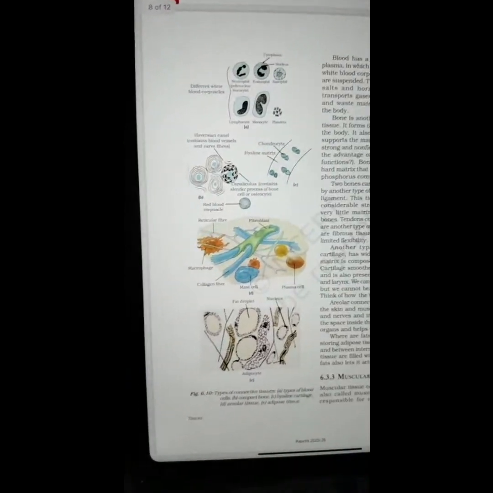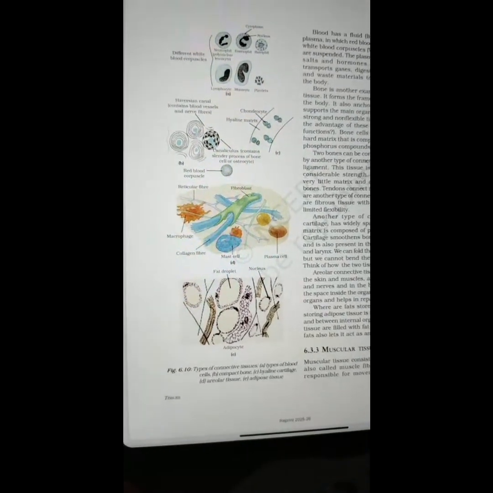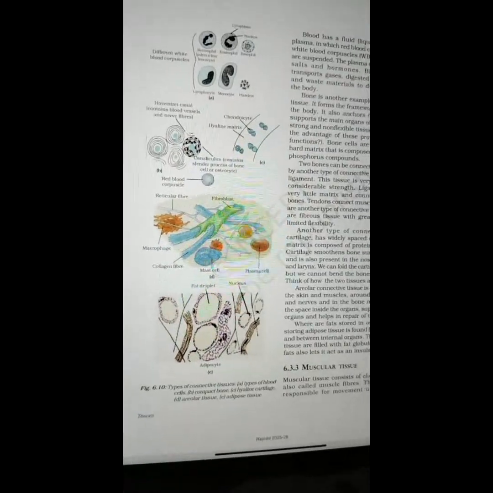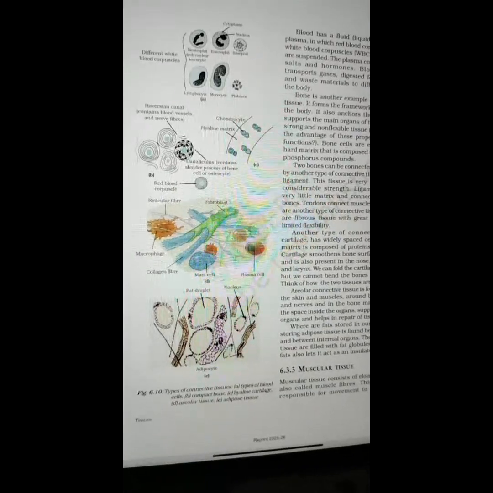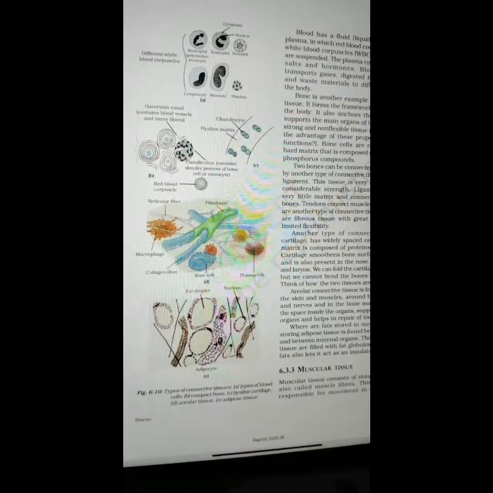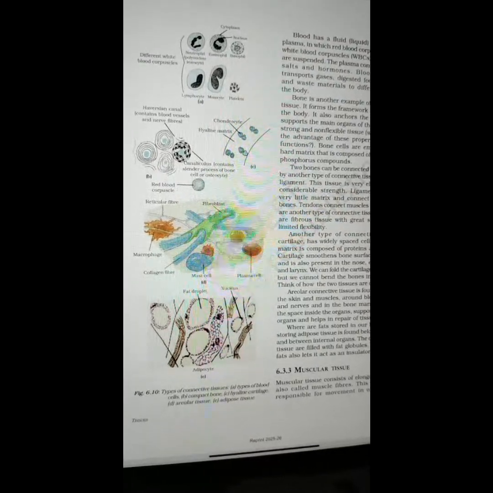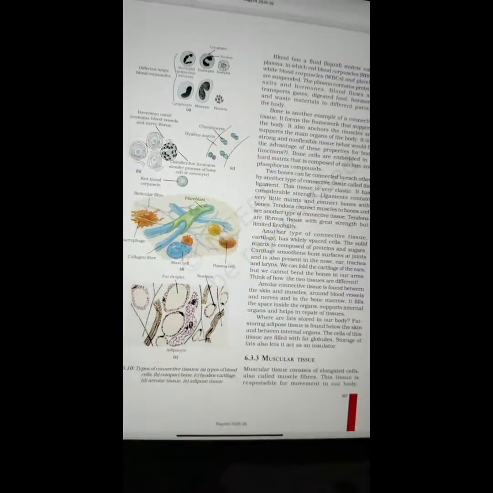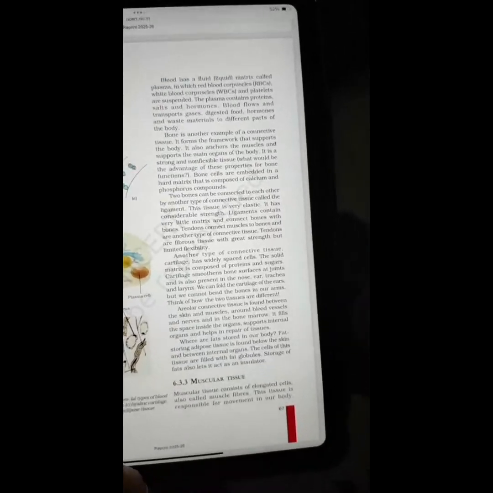Figure 6.10, the diagram is very important. All the diagrams are asked in the examination. So it is showing you types of connective tissue: A, types of blood cells; B, compact bones; C, hyaline cartilage; D, areolar tissue; and E, adipose tissue.